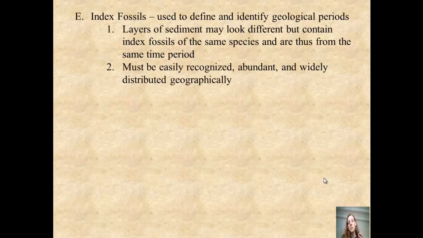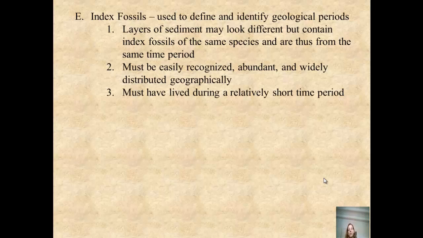So the specimen that has been fossilized in the layer of sediment has to be easily recognized. It has to be very abundant and widely distributed geographically in order to provide an index of time. It must have lived during a relatively short period of time, because the longer that a species lives, the harder it becomes to pinpoint the particular time period during which that layer of sediment would have formed.